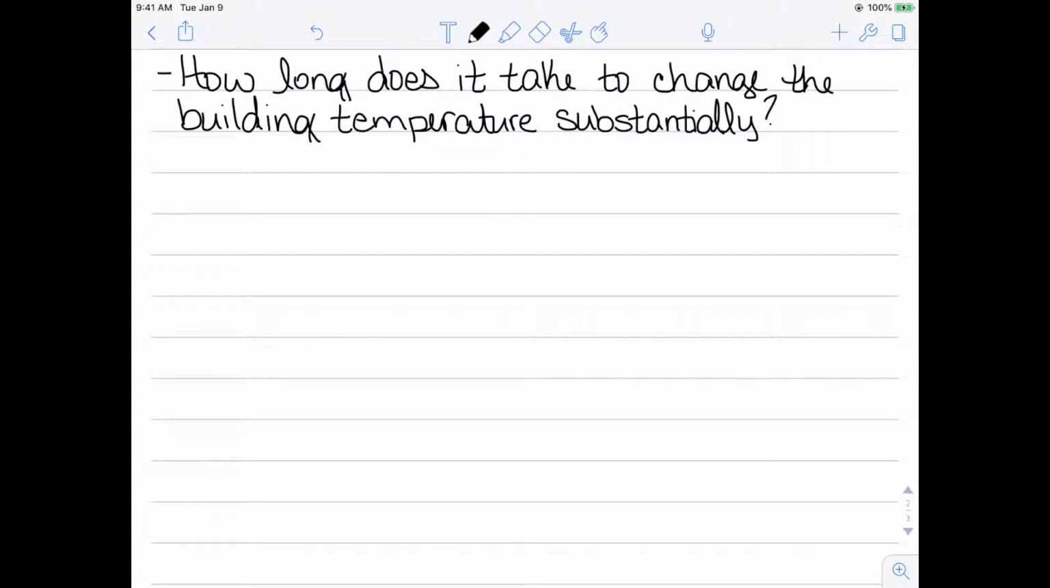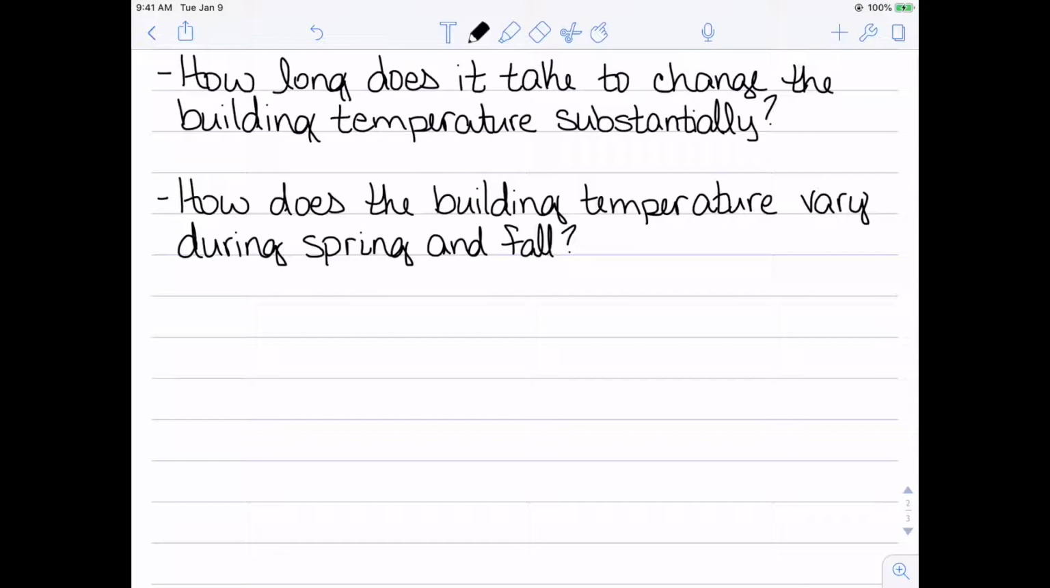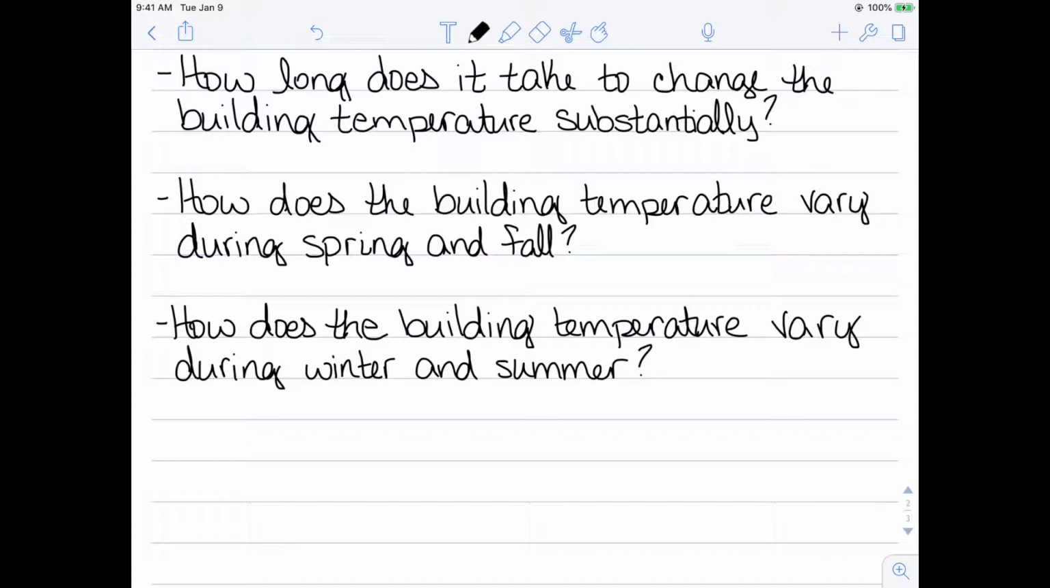Our first question, how long does it take to change the building temperature substantially? This is going to depend on a lot of different things, but how long does it actually take to make a substantial change in the building temperature? Our next question, how does the building temperature vary during spring and fall when we assume we don't have any heating or air conditioning going on? And then how does the building temperature vary during the winter when we assume there's a furnace heating and summer when we assume there's air conditioning going on? So these are the 3 things we want to look at.